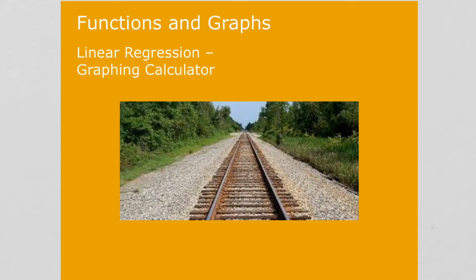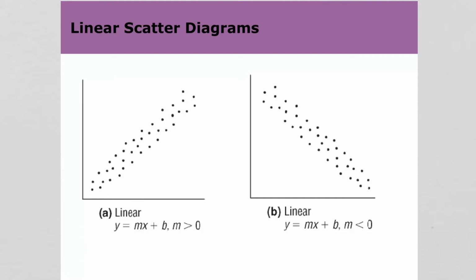So in this section, we're going to talk about linear regression. What is linear regression? It's basically when you have a set of data and you want to fit a line to that data. Okay? It's linear regression when you're trying to fit a line to that data. So here are some examples of linear scatter plots.